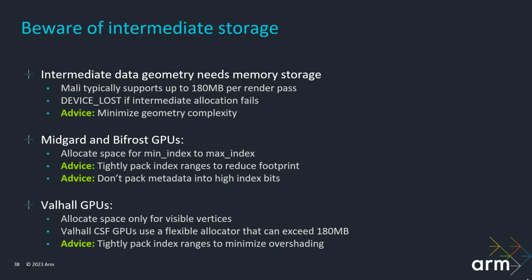For the Valhall GPUs, it's much better. We only allocate memory for visible vertices. There's no scanning for min and max. And the command stream GPUs, Mali G710 onwards, use a more flexible allocator that can exceed 180 megabytes per render pass. But again, recommended that you tightly pack index ranges to minimize overshading.